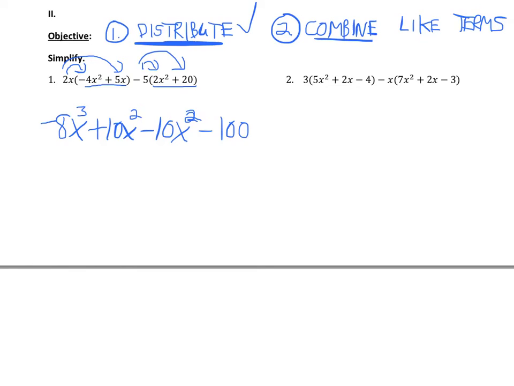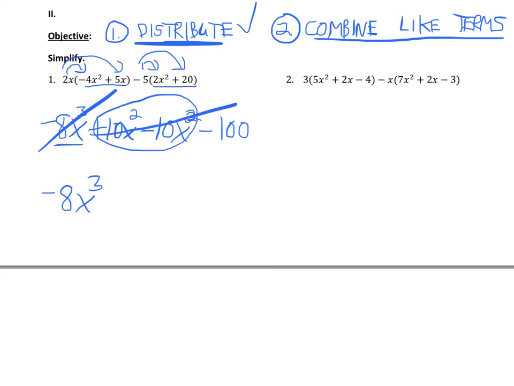I distributed. Now I'm going to combine like terms. If I look at the first term, negative 8x cubed, there's no other x cubes, so I leave that in the final answer, negative 8x cubed. Cross it out. Then these are the two like terms. If you have 10x squared and then minus 10x squared, that gives you 0x squared. It cancels out. It goes away. So just cross that out. Then the minus 100, there's no other constants, so I just bring that down. And I can't combine negative 8x cubed and minus 100, so that's it.